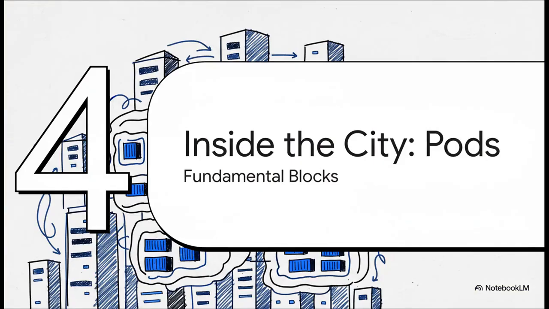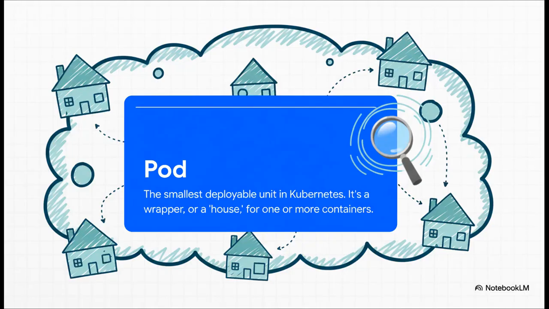All right, so we've seen the city from a bird's eye view. Now let's zoom right down to the street level, into those worker districts, and look at the actual buildings where our apps live. So here's a key thing about Kubernetes. You don't work directly with those containers we talked about earlier. Instead, they live inside something called a pod. A pod is the absolute smallest, most fundamental building block in our digital city. It's like a tiny, self-contained apartment that holds one or more containers that need to work closely together.